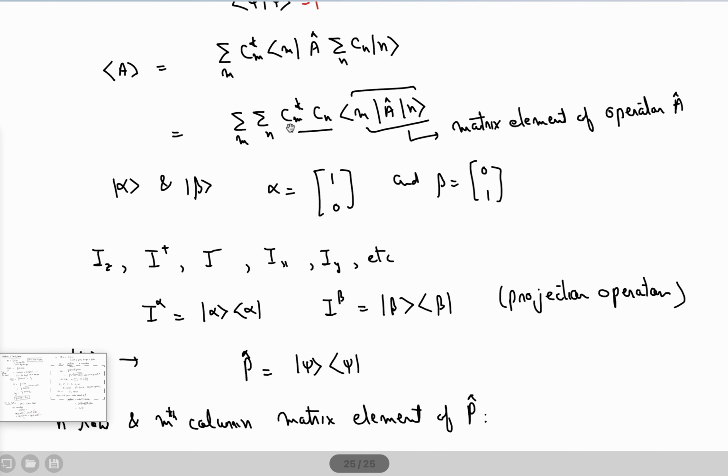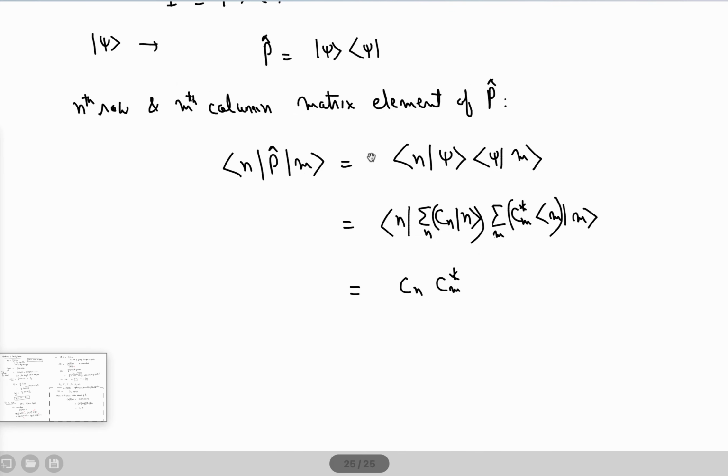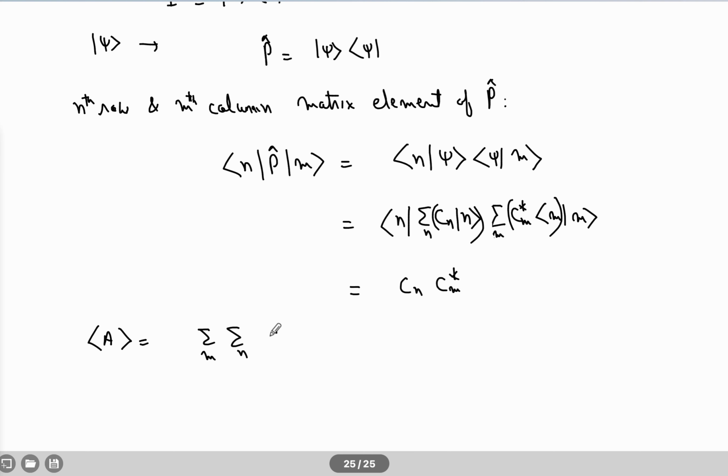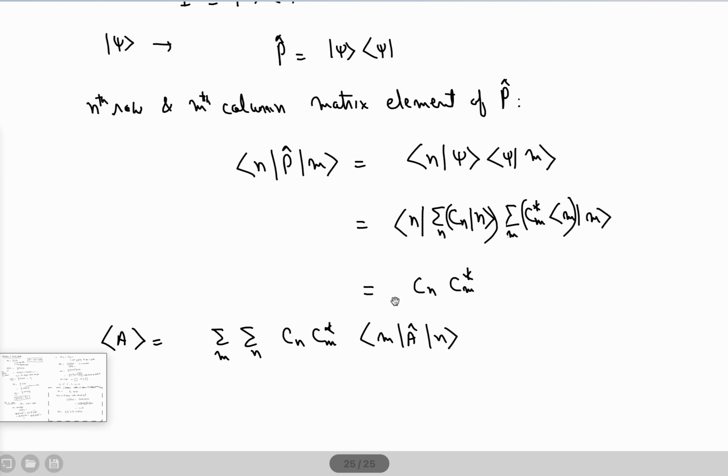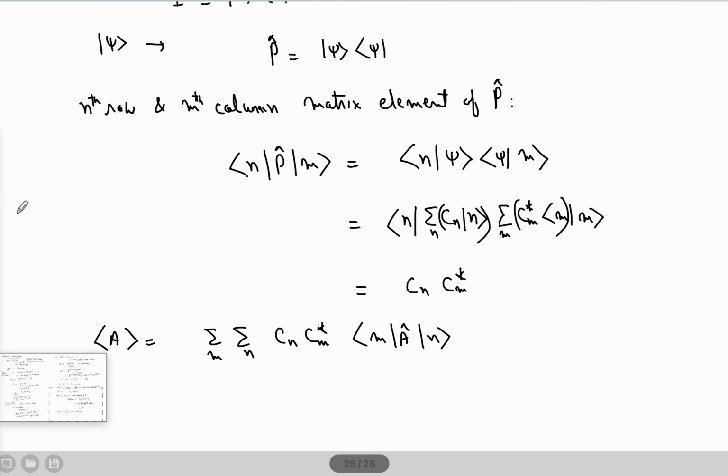So now we have found the solution for Cn Cm star: this is the projection, the matrix element of the projection operator, right? Thus we can now write the expectation value of A as summation over m, summation over n. Let me write it completely first: Cn Cm star, and I have m A n. Now in place of Cn Cm star, I will write this. So this becomes summation over m, summation over n.